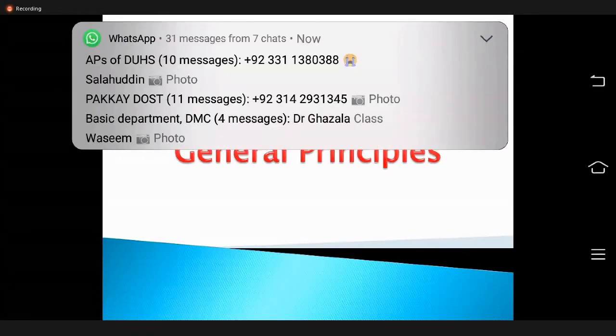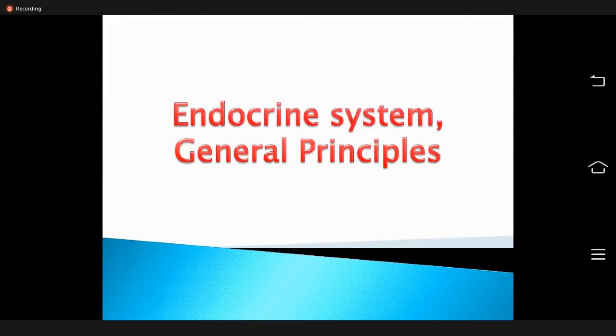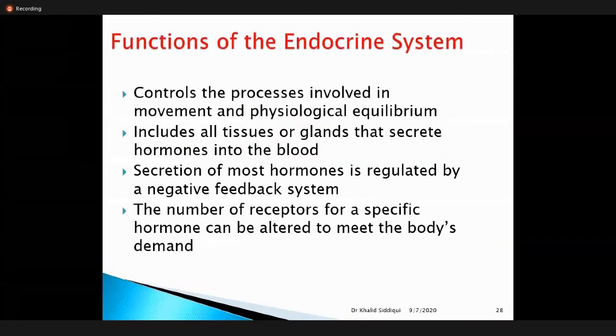Now the endocrine system, the general principles of the endocrine system. The functions of the endocrine system are to control the processes involved in movement and physiological equilibrium, and it includes all the tissues and glands that secrete hormones into the blood. Secretion of most hormones is regulated by negative feedback system. The number of receptors for a specific hormone can be altered to meet the body's demand.